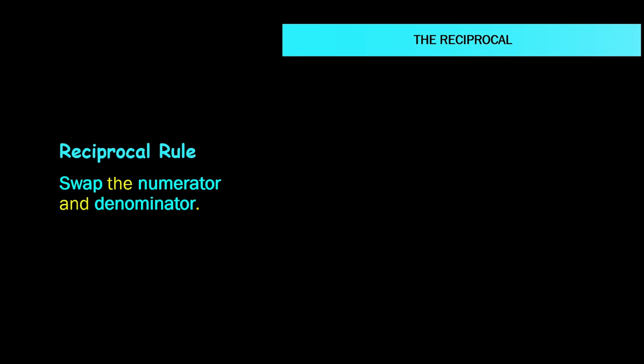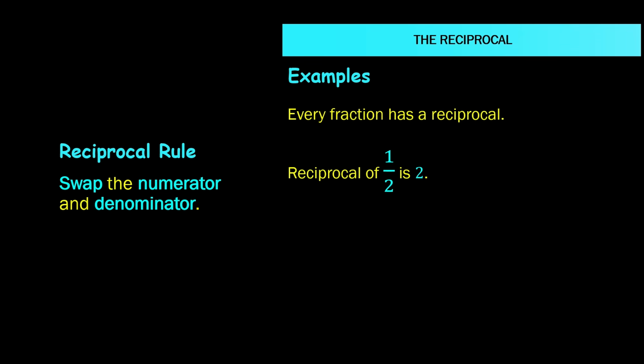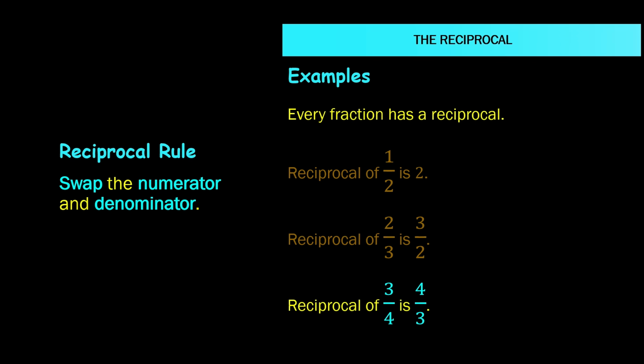To divide fractions, we first need to understand the reciprocal. The reciprocal is found by swapping the numerator and the denominator. So, for example, we know that every fraction has a reciprocal. The reciprocal of a half is 2. The reciprocal of 2 over 3 is 3 over 2. And the reciprocal of 3 over 4 is 4 over 3.